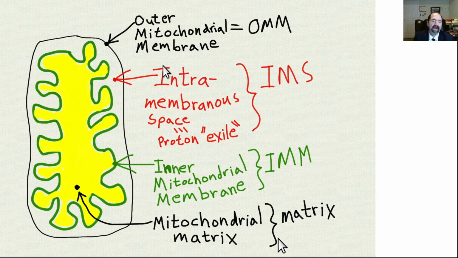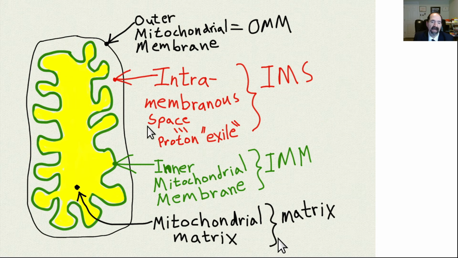Okay, so here's just the anatomy of a mitochondria. These are all in order here. OMM is the outer mitochondrial membrane, right here. And then here is the intramembranous space. The intramembranous space is located at the tip of this red dot, between the outer mitochondrial membrane and the inner mitochondrial membrane. This is where those protons are being pumped.